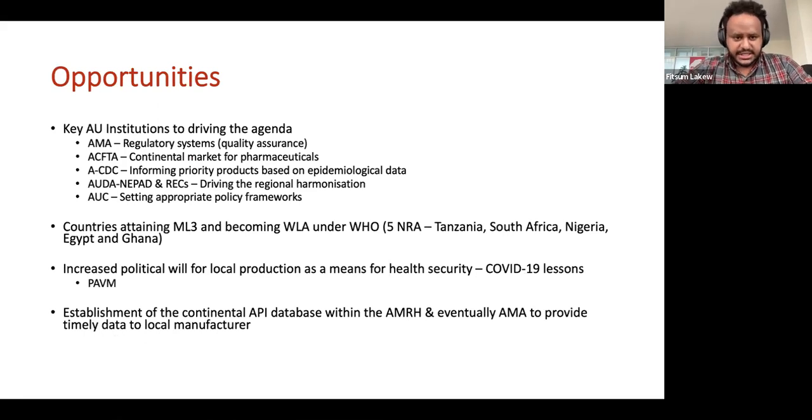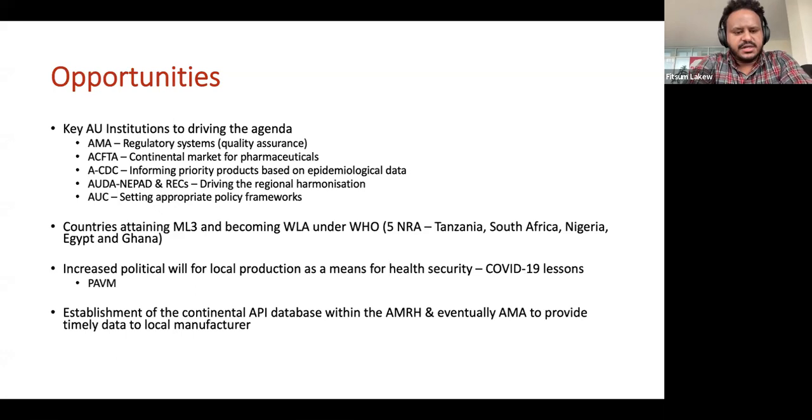So what are the opportunities in terms of taking advantage of the local pharmaceutical manufacturing plan for Africa? We have the following initiatives: the Africa Medicine Agency, the African Continental Free Trade Area, Africa CDC, the AUDA, NEPAD, and also the African Union Commission. These bodies are very instrumental in organizing policy dialogue among member states, creating also an enabling environment for dialogue between the private sector, civil society, and as well as other potential investors who want to take advantage of this.